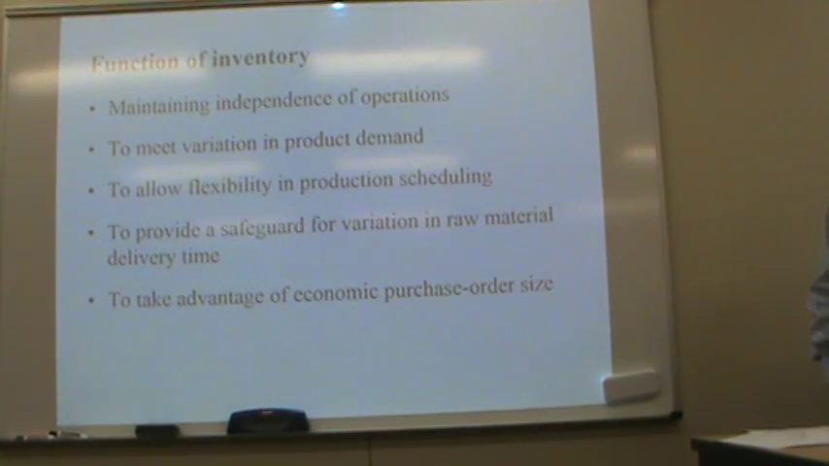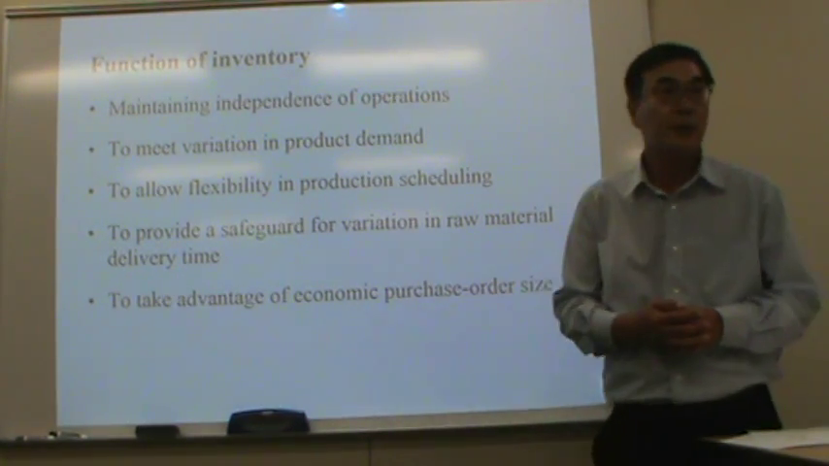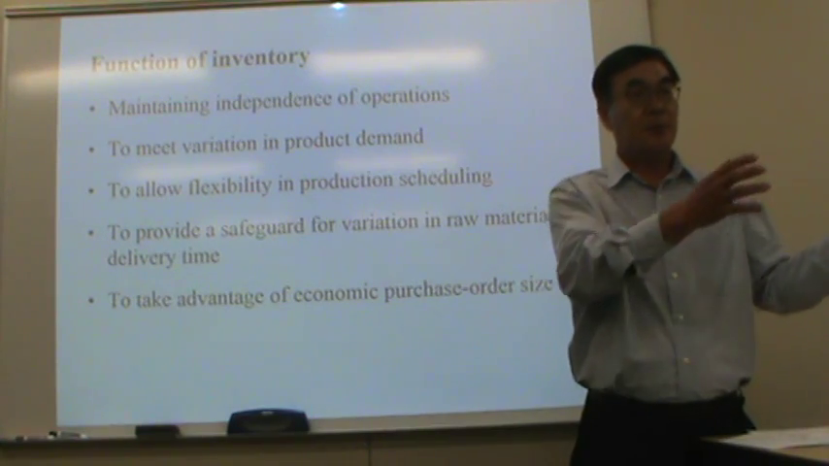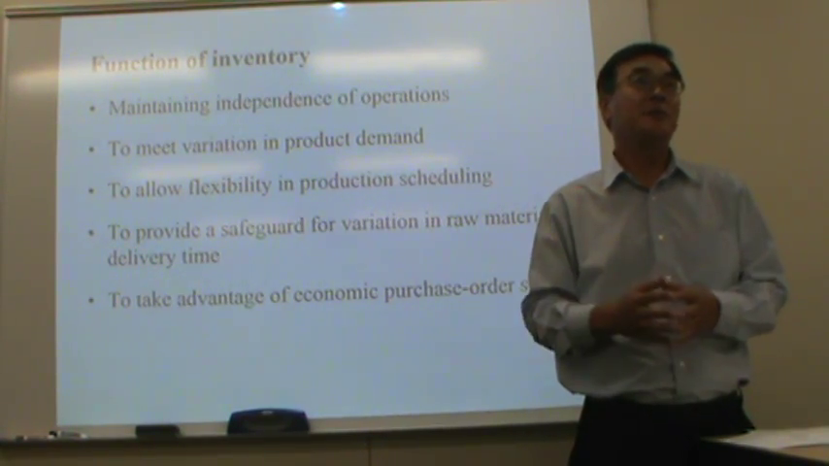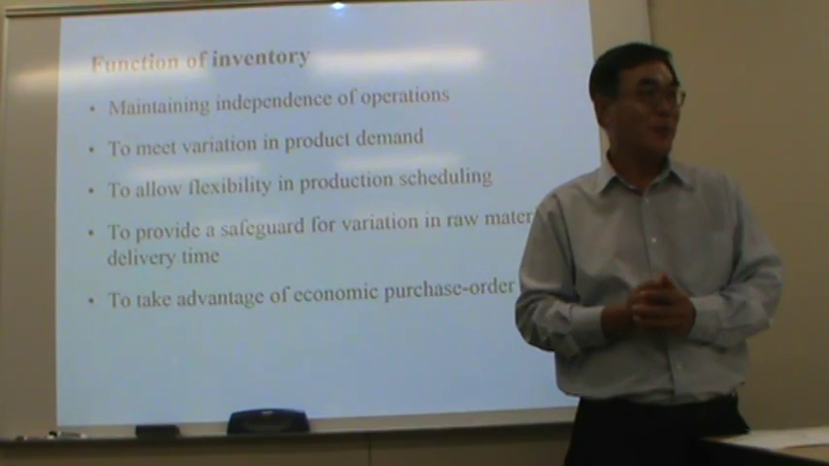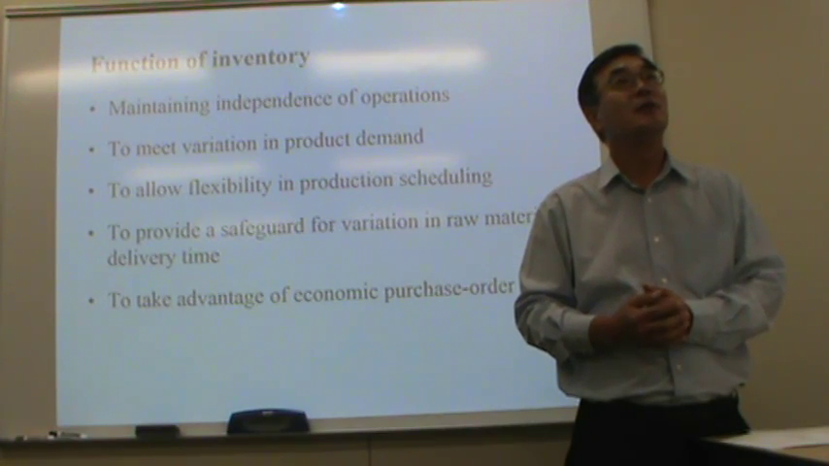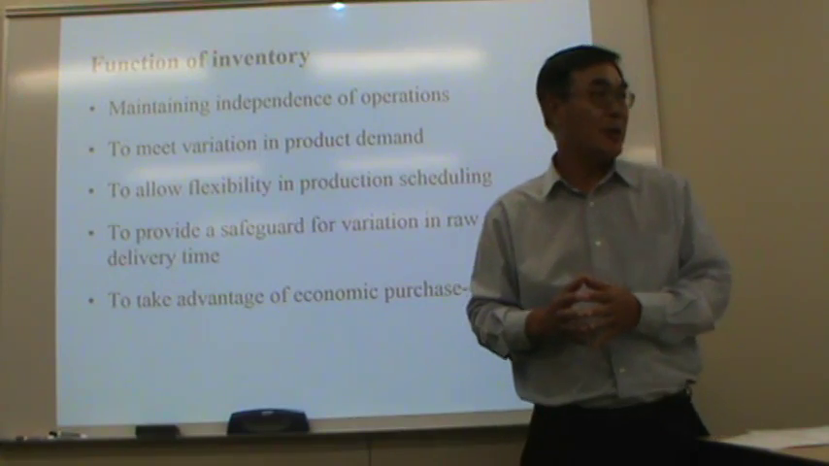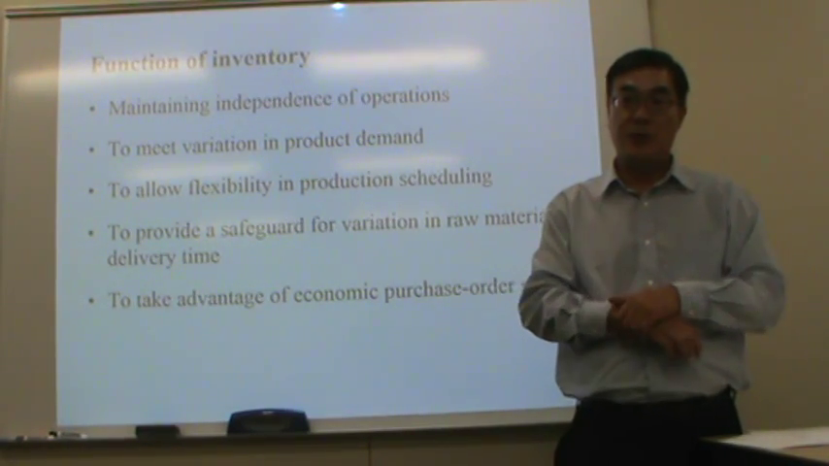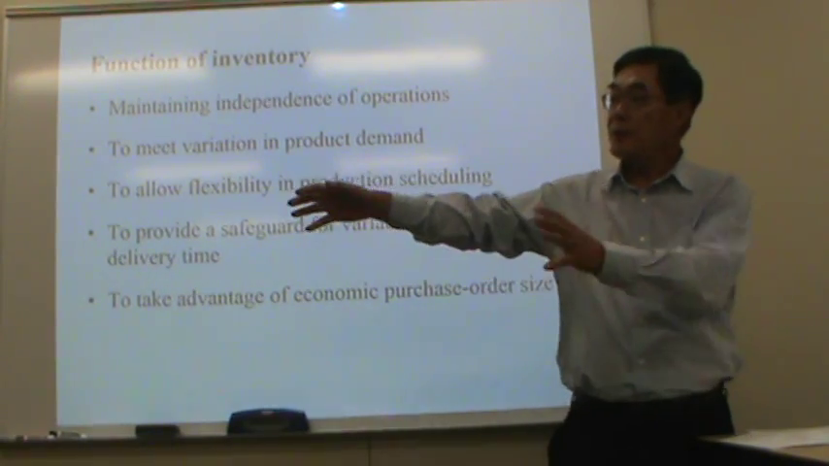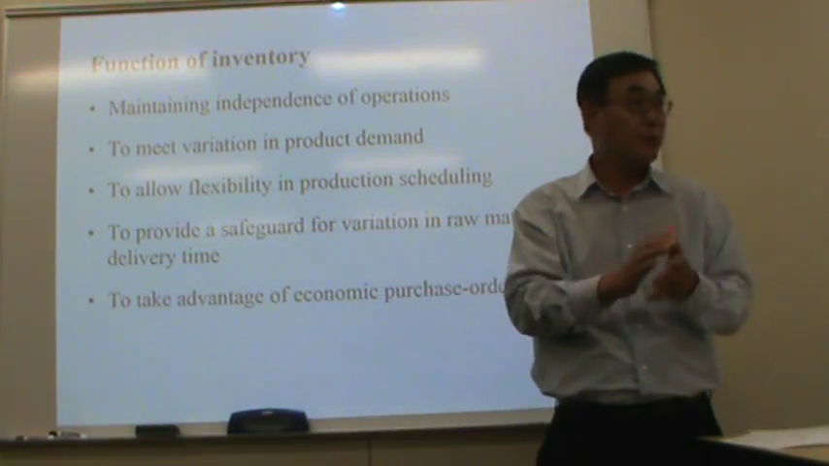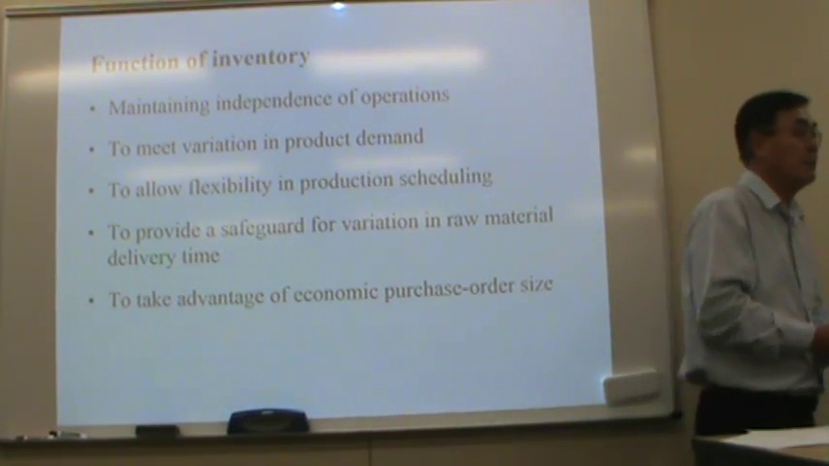Why do we need inventory? Maintaining independence of operations. If we produce different types of products, because I know there are Hyundai and Kia near here, so take Hyundai as an example. Hyundai produces Elantra and Sonata. 1,000 Sonata, 1,000 Elantra, and so on. A schedule like that. But if there is enough inventory there, then they can change the schedule or make a different one, right? So inventory gives some independence.